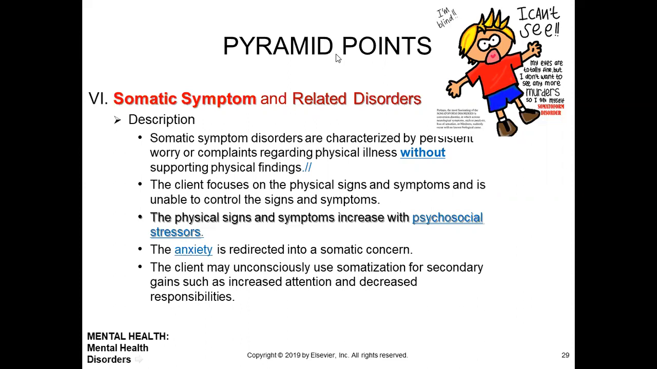So what are the expected findings? Let me read it. The client focuses on physical signs and symptoms and is unable to control them, so it is not voluntary. The physical signs and symptoms increase with psychological stress. When they undergo psychological stress, their symptoms increase, like autoimmune disease. When the patient is under stress or anxiety, their symptoms increase. The anxiety is redirected into somatic concern. The client may unconsciously use somatization for secondary gain, such as increased attention and decreased responsibilities.